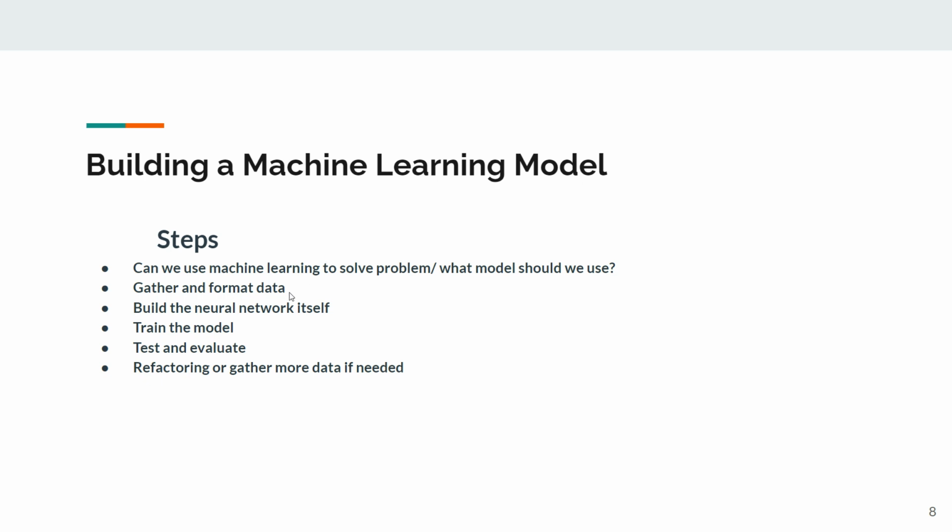But what are the steps? We can use machine learning to solve problems, but we have to know what we should use the model for. We have to gather and format the data. We're going to have to build a neural network. We're going to train the model. We're going to test it, evaluate, and we're going to refactor and gather more data. So we're doing a very basic, simple one just to show you some tools that people use to do machine learning models.